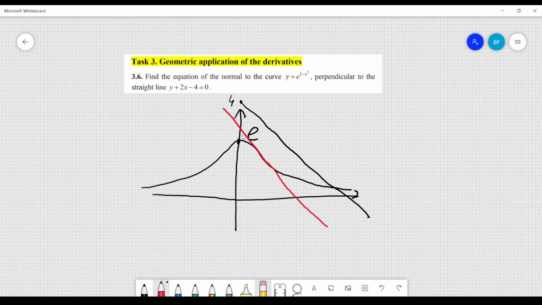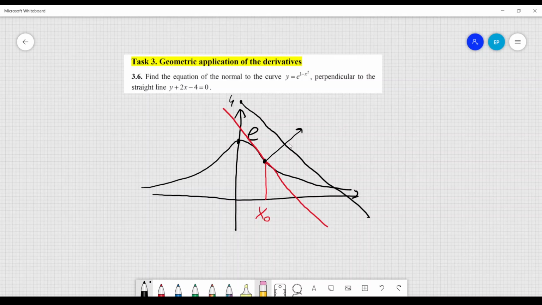It is quite intuitive that there will be some point that I will call x0 such that this line will be parallel to this one. So this red line is parallel to the black one. And the normal to this red line will also be normal to the black line. Okay, so we need to find the tangent to the curve which is parallel to this line here. How do we find the tangent?